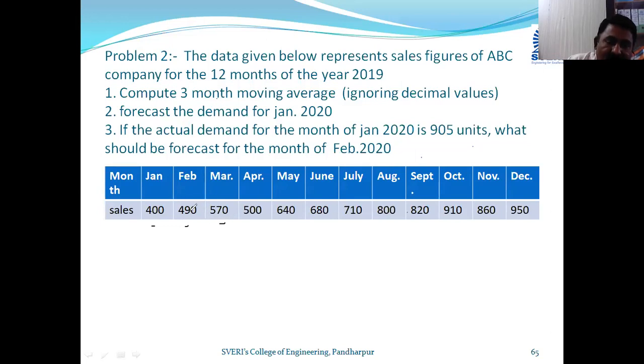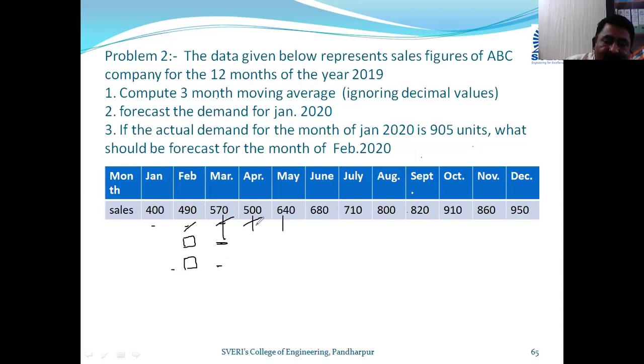So I will go first for just the addition of these three. I will write here whatever the sum is, and I will divide it by 3, and I will write here whatever the average is. Similarly, for February, March, and April, I will write the value here, and I will divide it by 3, and I will mention it here.